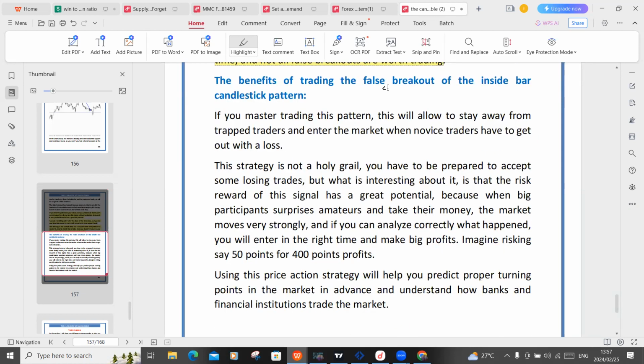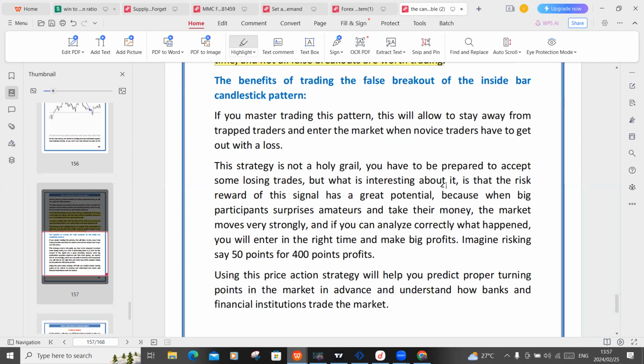The benefits of trading the false breakout of the inside bar candlestick pattern: if you master trading this pattern, it will allow you to stay away from trapped traders and enter the market when novice traders have to get out with a loss. This strategy is not a holy grail. You have to be prepared to accept some losing trades.